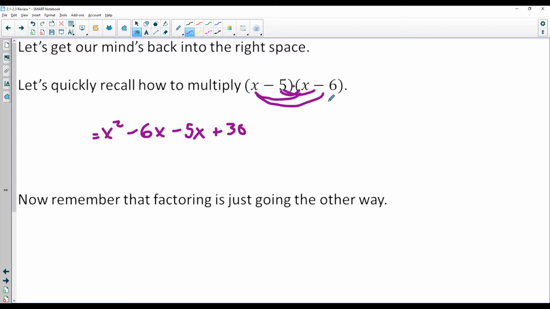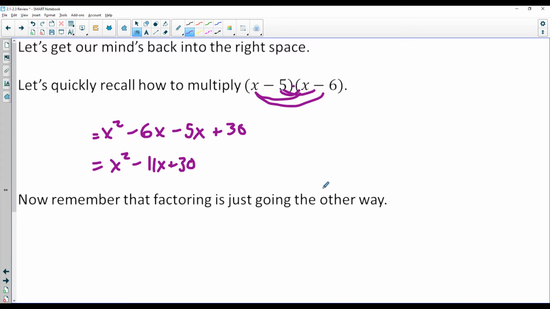And this is why I did that review, right? Because we need to know that x times x is x squared. We need to know that negative 5 times x is negative 5x. And then we also did that review because we need to know that x squared minus 6x minus 5x, that's combining like terms. That's another reason I did the review. It's going to be x squared minus 11x plus 30.